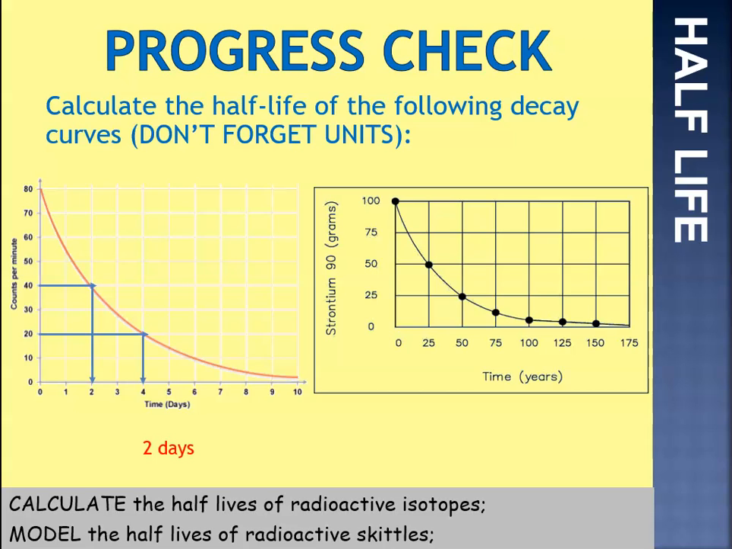Our second one, the strontium-90, we can see its initial got 100 grams of it, and the time at the bottom is in years, so be careful. So how long to fall to half its count? Well, to go from 100 to 50, it took 25 years. And to go from 50 to 25, it took another 25 years. So its half-life is 25 years. Again, that second one is just for confirmation we got the first one right.